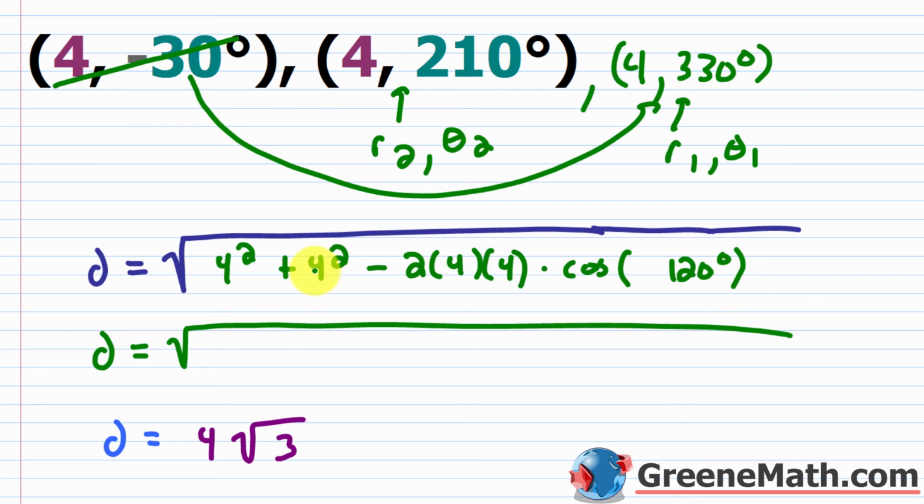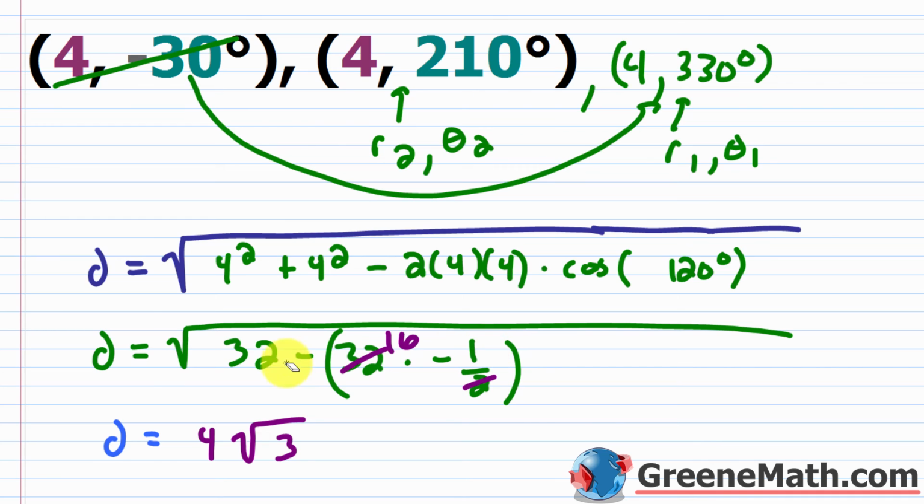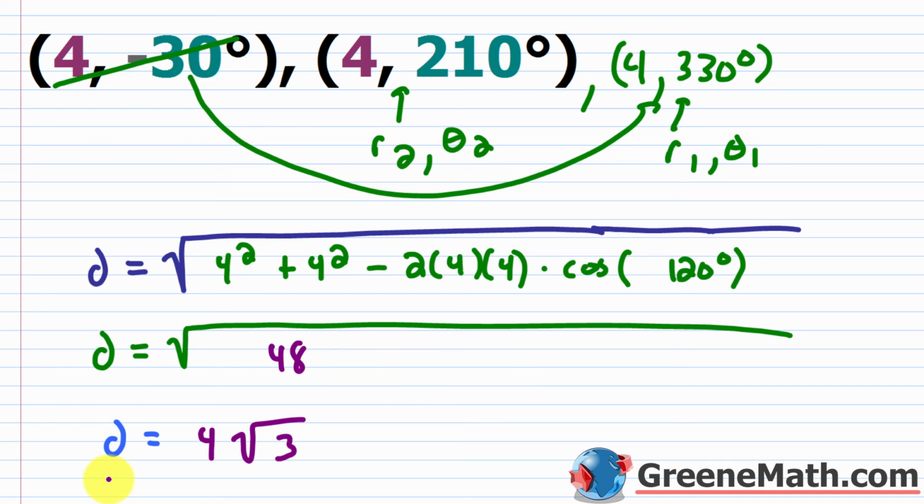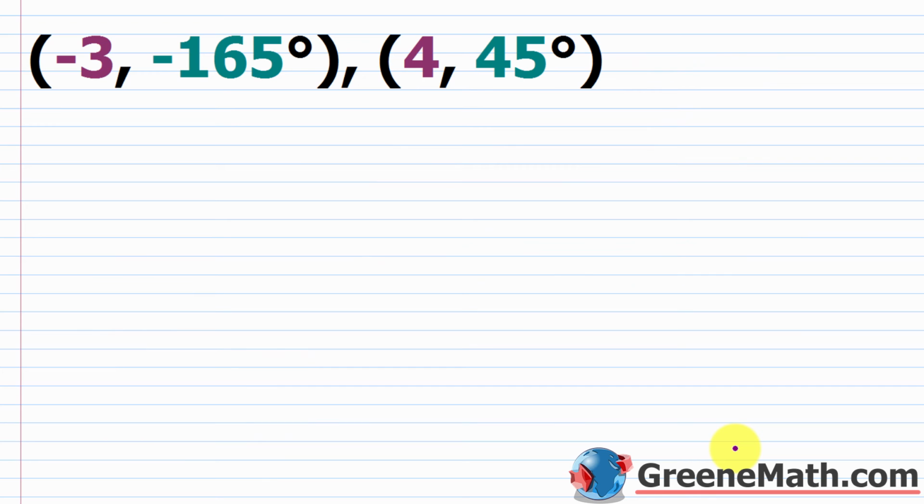So we can go through here and say, well, this would be 16 plus 16, again, that's 32. And then minus 2 times 16, which is 32, and then times the cosine of 120 degrees, which we know is again negative 1/2. So you can wrap this in parentheses. Same thing we did before. This would cancel with this and give me 16, so this is negative 16. Again, you get 32 minus a negative 16, which is going to be 48. So we simplify this, and we get the distance between the 2 points is 4 times the square root of 3. So it doesn't matter if you end up with a negative angle, you can work with your formula either way. Okay, let's look at an example with a negative r value.